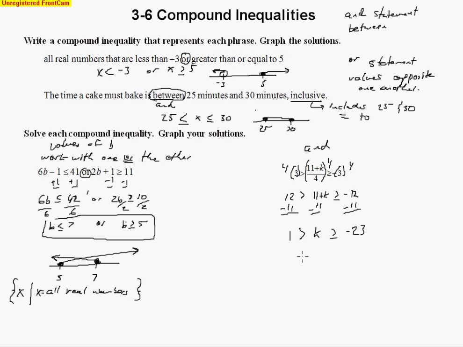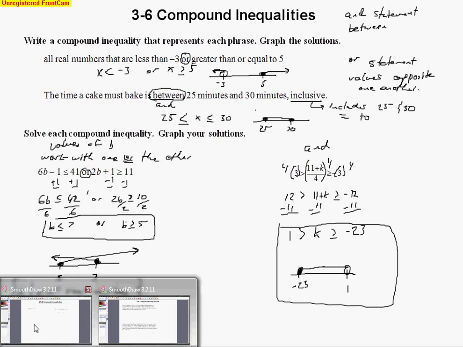So I know this is an AND statement because they didn't say it was an OR. And when I go ahead and set this one up, I've got negative 23 over here, I've got positive 1 over here, and the values of k are greater than or equal to the negative 23, but less than the positive 1. So they're between the numbers in this case here. So let's take a look at some other problems that we might end up seeing.